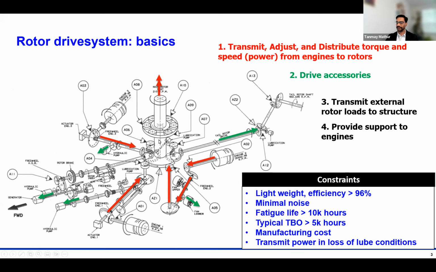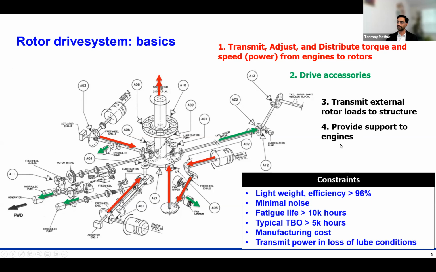Primarily, the drive system's function is to transmit the high speed and low torque power from one or more engines to the low speed and high torque power output at the rotor. The drive system also has these power takeoff routes to drive accessories like generators and pumps.